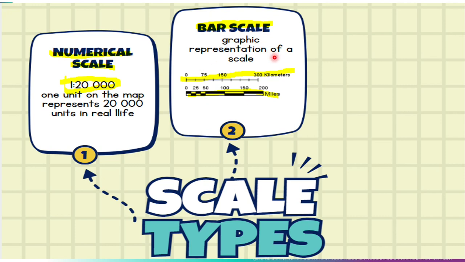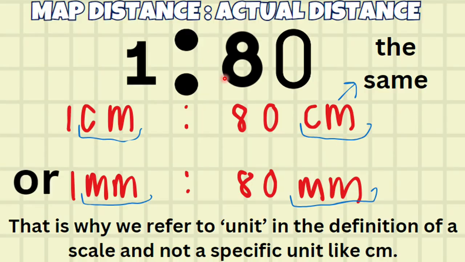So in summary, we get two types of scales, numerical or ratio scales and bar scales. And obviously in this lesson, we will spend some time focusing on doing calculations with these types of scales. But this is a nice introduction just to remind you, you need to be able to identify them and explain what they mean.